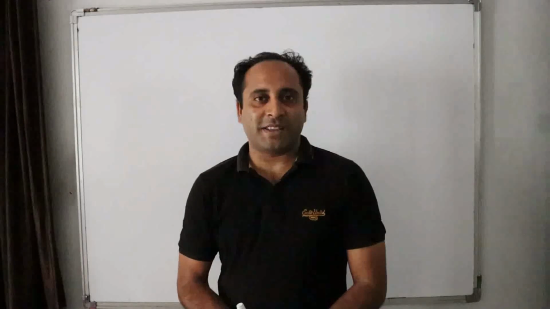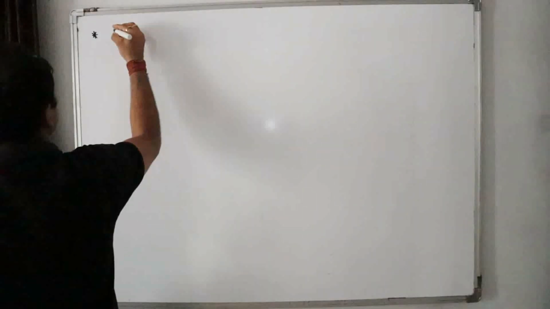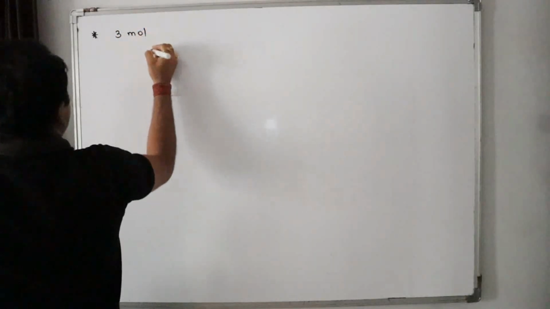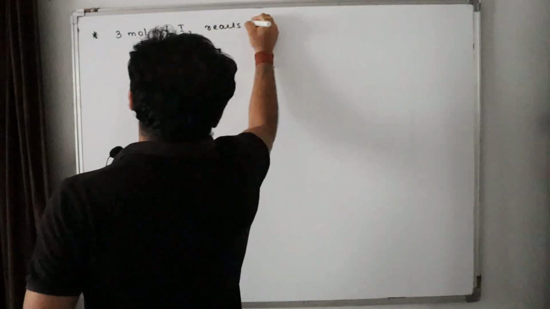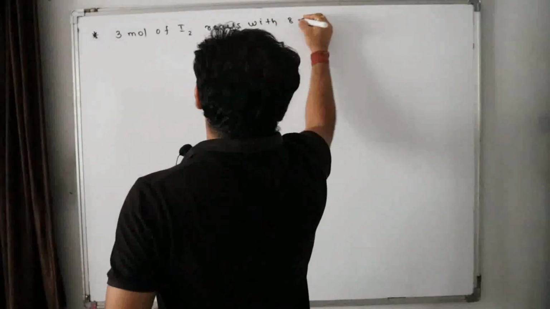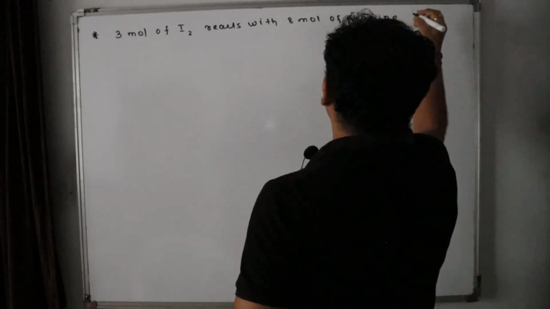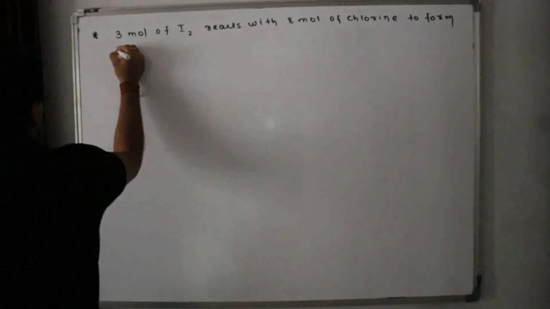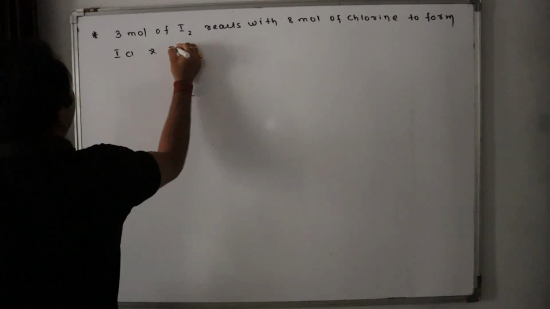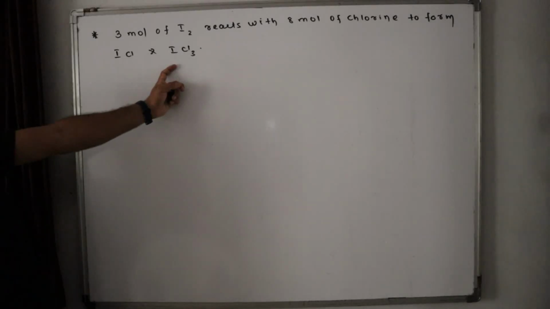Let us start the day with a question. The first question: 3 moles of iodine reacts with 8 moles of chlorine to form ICl and ICl3. Okay, read the question with me. Clear? Calculate the moles of ICl and ICl3 formed.